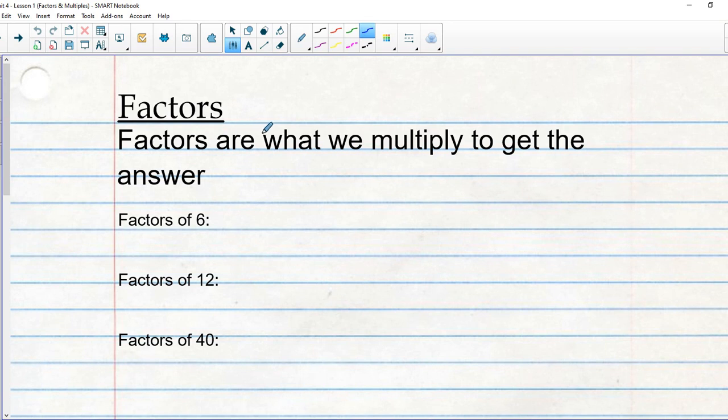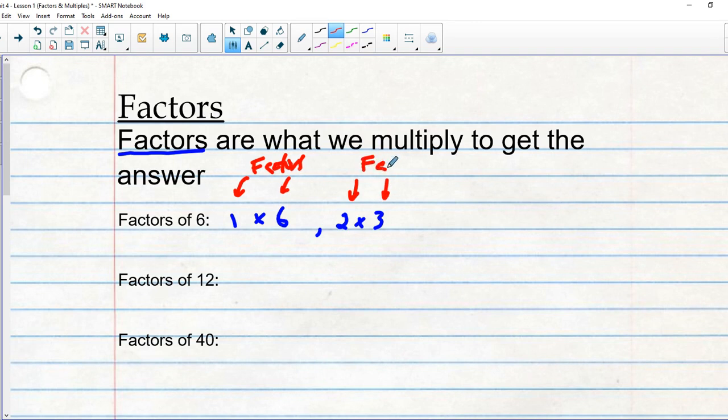So what are factors? Factors, as a vocabulary word, are the numbers we multiply to get an answer. For instance, what are the factors of 6? What times what gives you 6? Well, 1 times 6 is 6. What are 2 different numbers that can also multiply to get 6? Yeah, 2 and 3, and that's it. So 1 and 6, we call them the factors, and 2 and 3 we call factors as well.